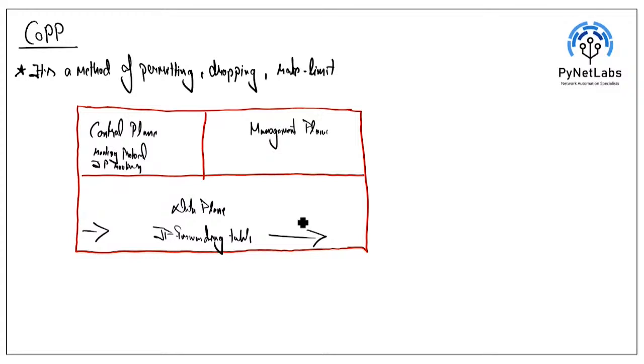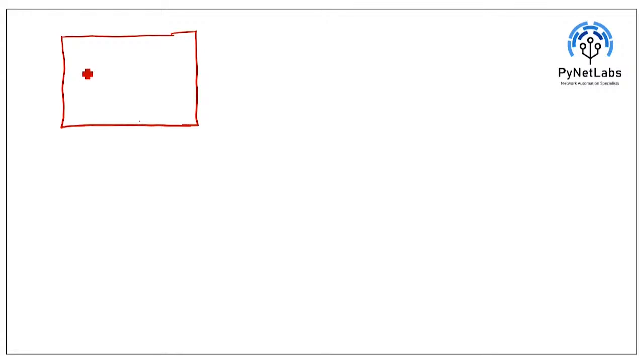So let's see how control plane policing is going to help us in restricting the attacks, because as we have discussed, this is a part of security. We need to understand how exactly CoPP is going to help you with restricting the access. Let's take one more example to understand CoPP. Let's say this is my router, and I have divided this router into three parts, 1, 2, and 3.